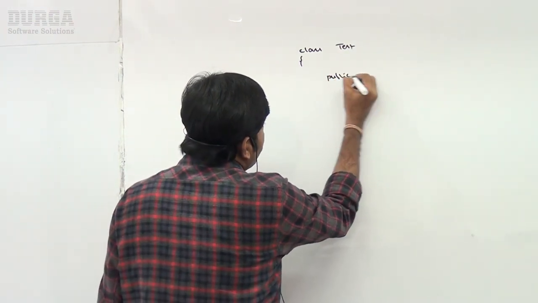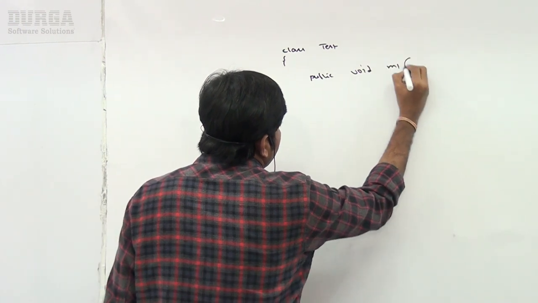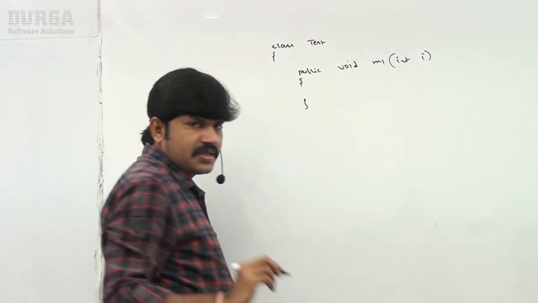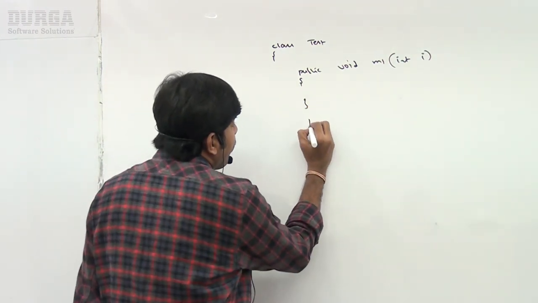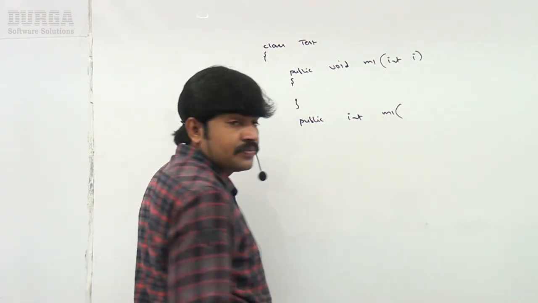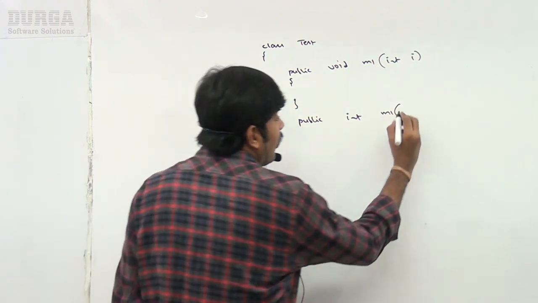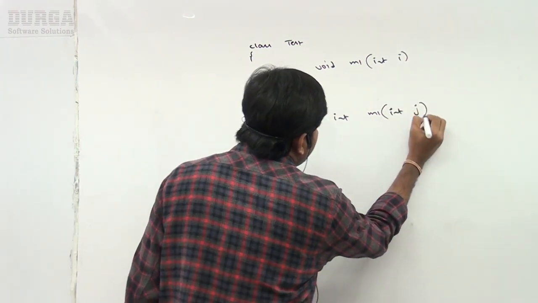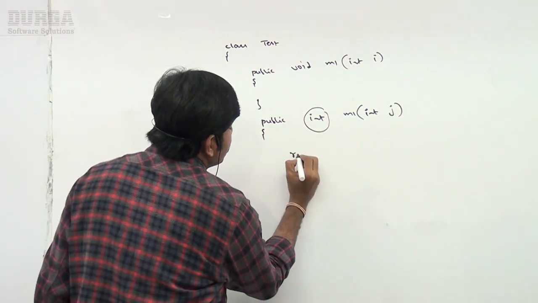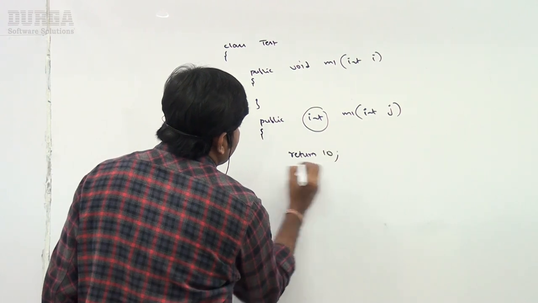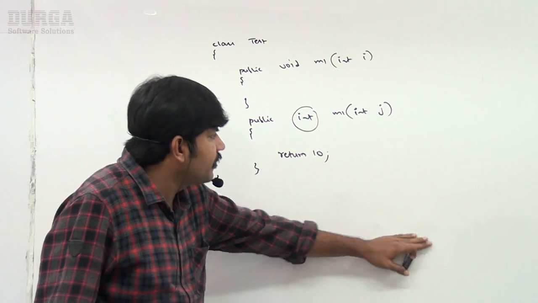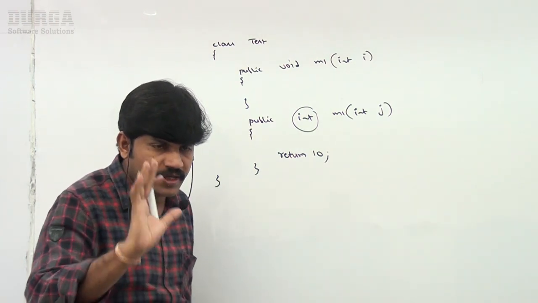public void m1(int i). Like this, I have a method. Next, public int m1(int j), and here the return type is int. That's why it is expecting some int value, for return 10. That's all. This is the method we have.